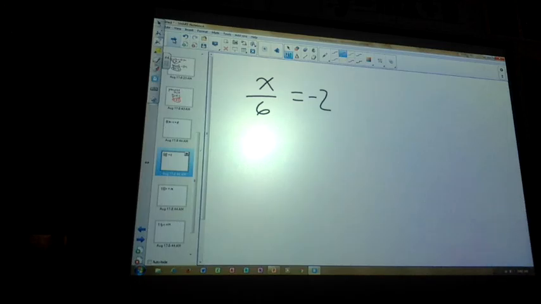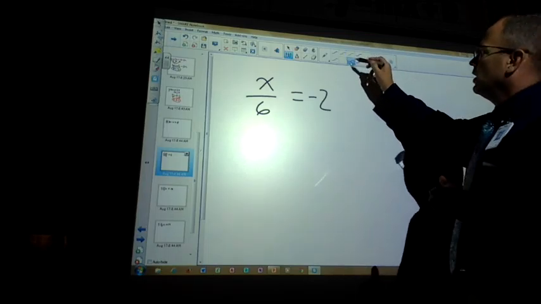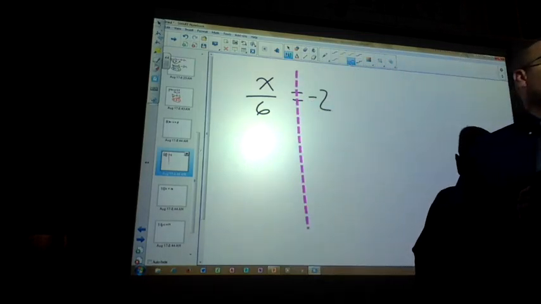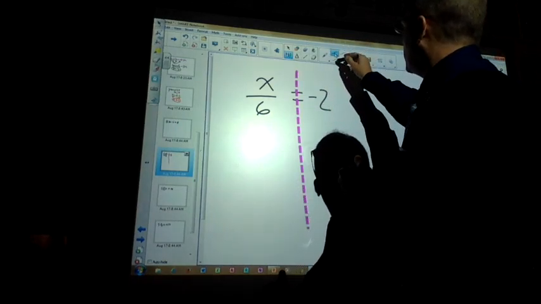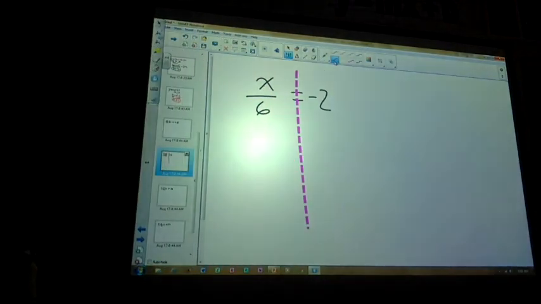Don't worry, just strike through it if you wrote it down. So how are X and 6 being held together at this point? By division. So I'm going to put that. What does that represent? An equal sign, you agree? Okay, so X and 6 are being held together by division.